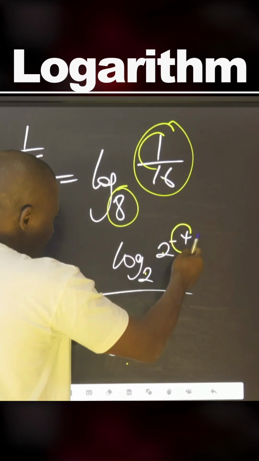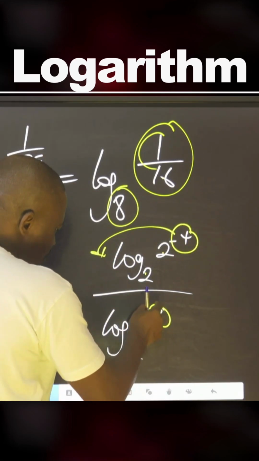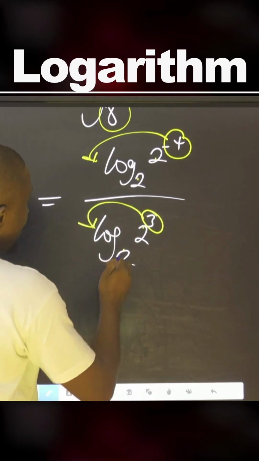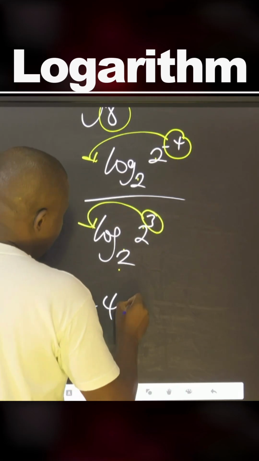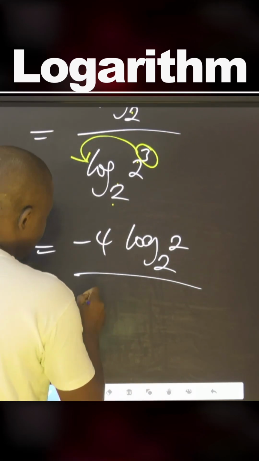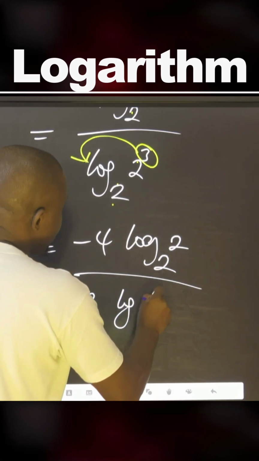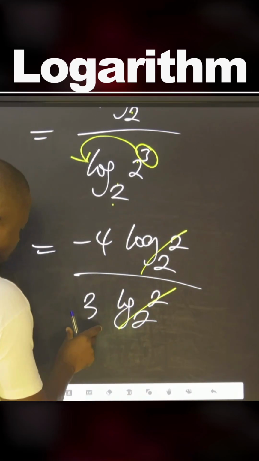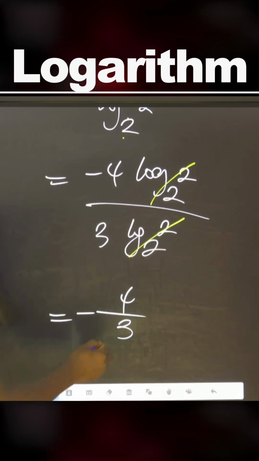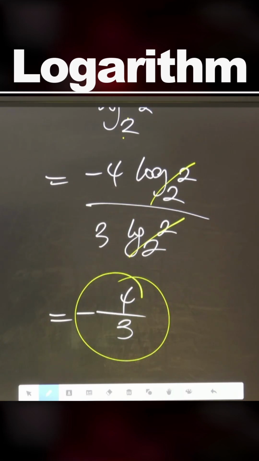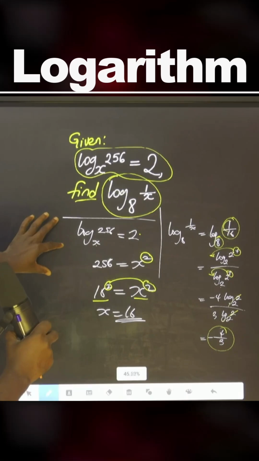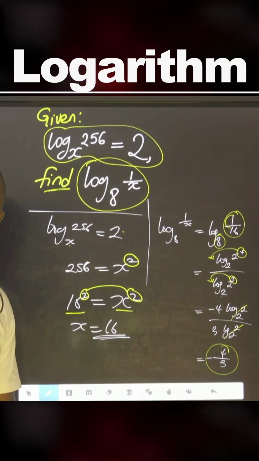Okay? Therefore, I will move this here. I will also move this here. Remember, I taught you all this. Now, we can say minus 4 log 2 to the base of 2 all over 3 log 2 to the base of 2. This and this we cancel. We're going to have minus 4 over 3. This is the answer. Okay? Hope you understand this. Thank you.